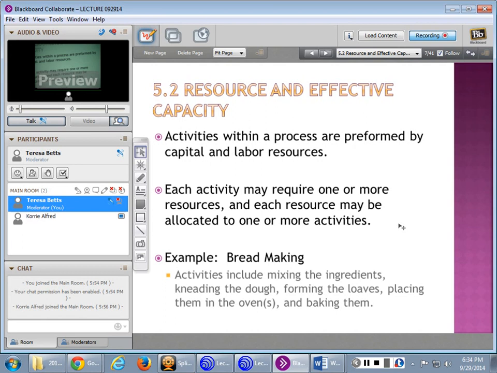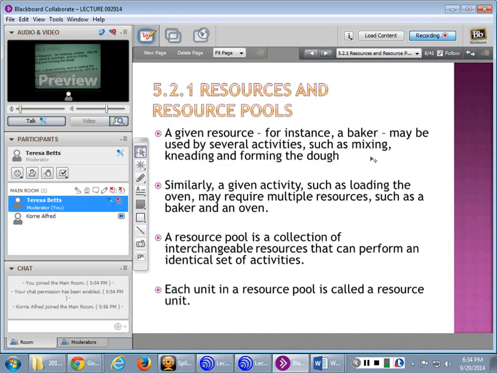What we mean is, if you think about bread making, you could have activities like mixing the ingredients, kneading the dough, forming the loaves, placing them in the oven, and baking them. And you could have resources like a baker. And that baker could be a general baker and be used for all of those activities, right? So I've got a baker, and he can mix, knead, and form the dough.